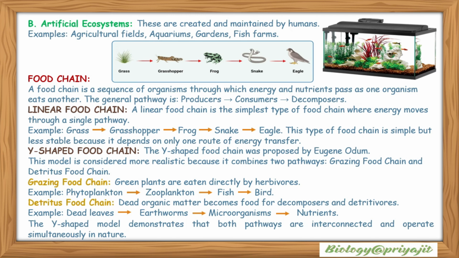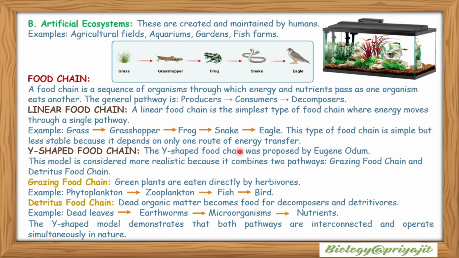This is food chain. This is the image of food chain. Food chain is a sequence of organisms through which energy and nutrients pass as one organism eats another. The general pathway is producers, then consumers, then decomposers. Linear food chain. A linear food chain is the simplest type of food chain where energy moves through a single pathway. Example: grass, then grasshopper, frog, snake, eagle. This type of food chain is simple but less stable because it depends on only one route of energy transfer.